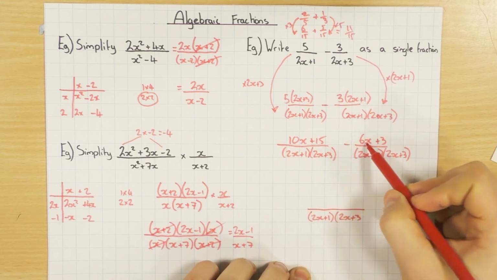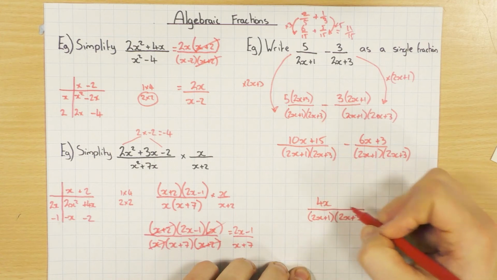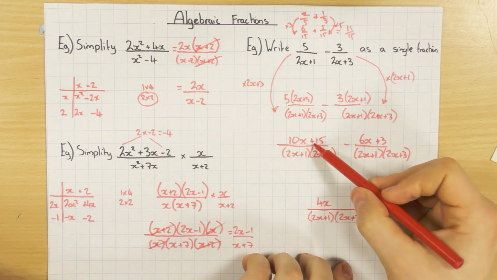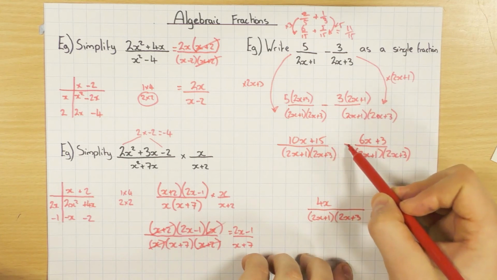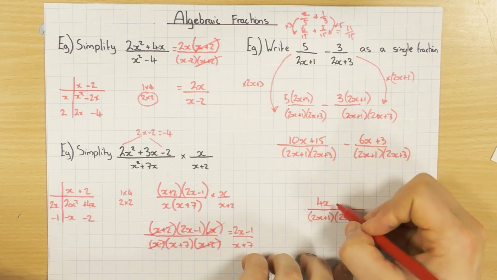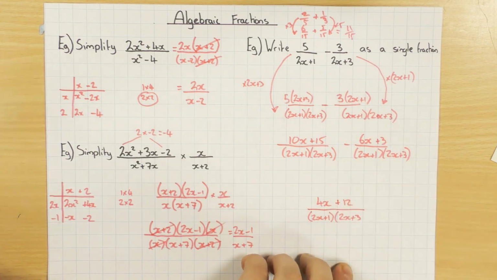And 10x minus 6x is 4x. And if you're going to make a mistake, this is where it's going to be. Remember, it's 15 take away 3, not 15 add 3. Remember, you're still taking away this. So 15 take away 3 leaves me with 12.